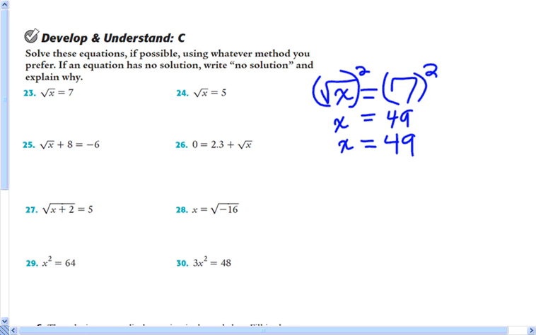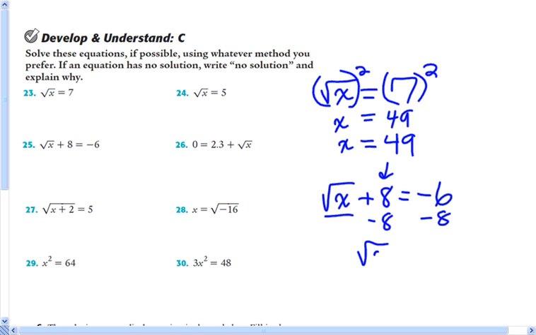Let's do a problem like number 25. The square root of x plus 8 is equal to negative 6. Well, to figure out what this part, the square root of x, has to be, let's get rid of this plus 8. So I'm going to subtract 8 from both sides. And then I get the square root of x is equal to negative 6 minus 8, which is negative 14. Okay? So the square root of what number is equal to negative 14?